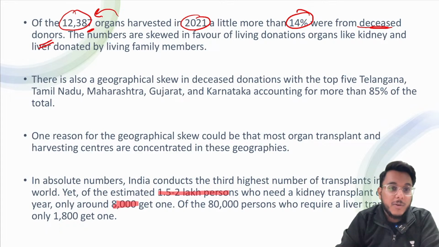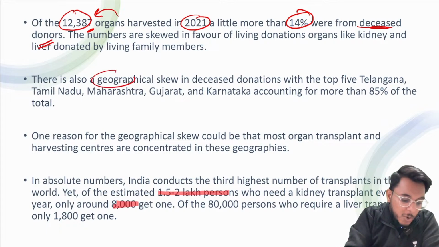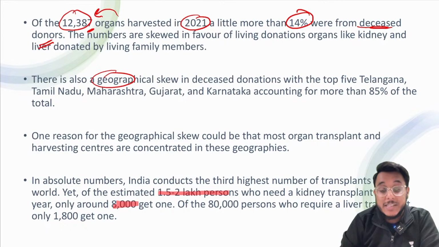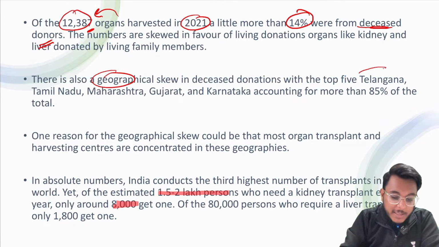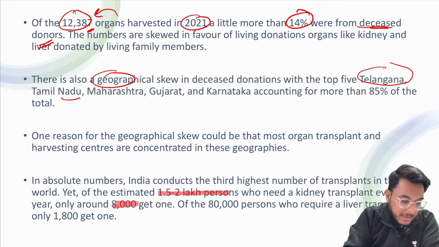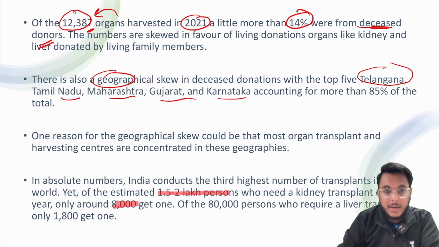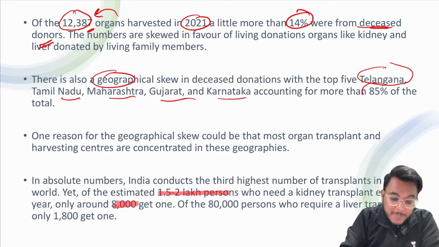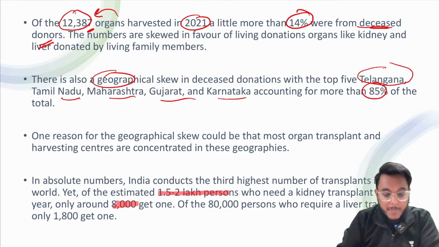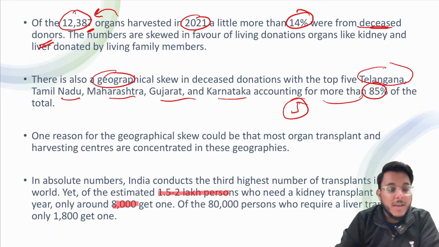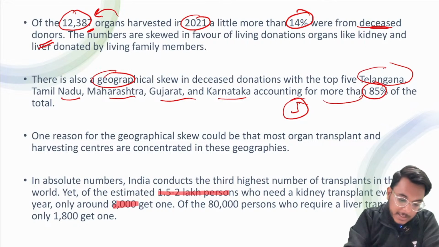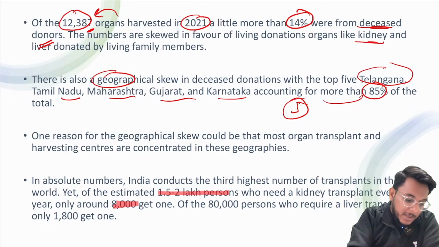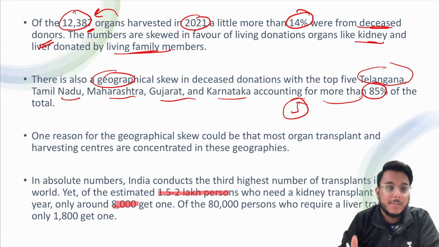Moreover, we find that there is a geographical skewedness also in deceased donation. When deceased donations happen, the top 5 states are Telangana, Tamil Nadu, Maharashtra, Gujarat and Karnataka. Okay. 85% of the deceased donations that have happened, have happened in these 5 states. Is it clear or not? Now, I also told you that organs such as the kidney and liver have been donated by family members. So that is something happening.